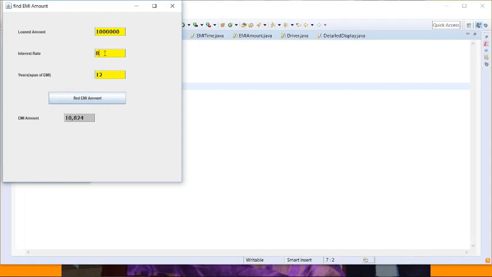Instead, if the interest rate is not 8% but 12%, then how much should I pay? It is 13,000. Suppose you want to clear this in 10 years only instead of 12 years, then you have to pay a little more, like 14,300.